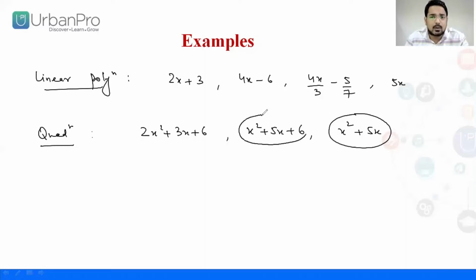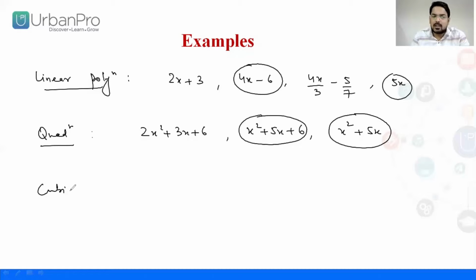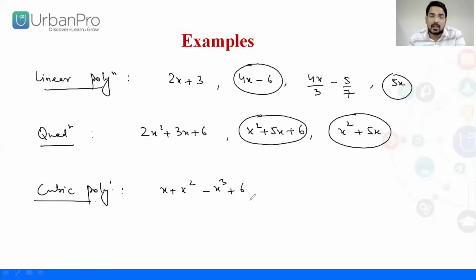But you can say that it is a quadratic trinomial. You can say that it is a linear binomial. You can say that 5x is a linear monomial. We can say that. So for cubic polynomials, we have examples like any polynomial having degree equal to 3. If I write x plus x square minus x cube plus 6, this is a form of a cubic polynomial. You can write it as x cube minus 1. This is a cubic binomial. We can say that it is a cubic polynomial, and so on.